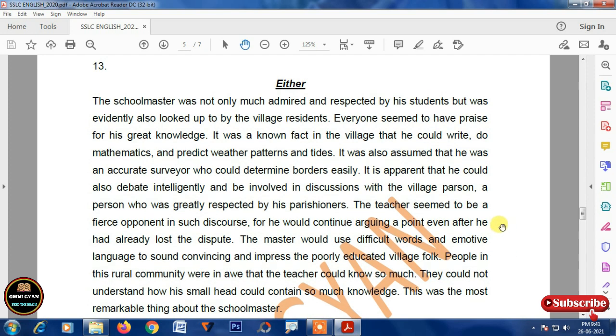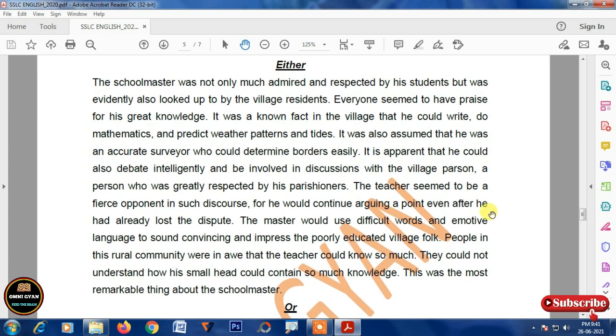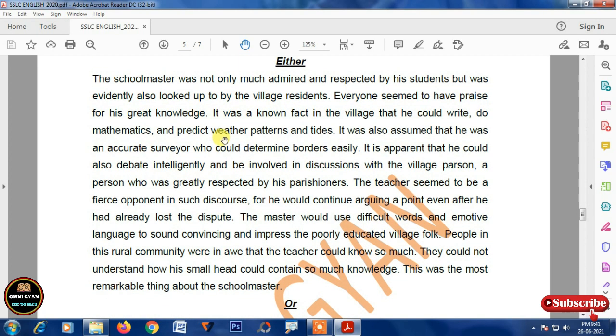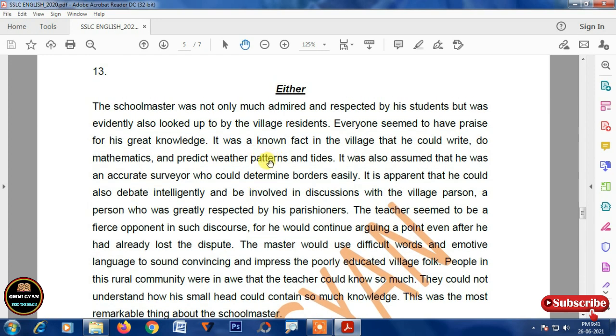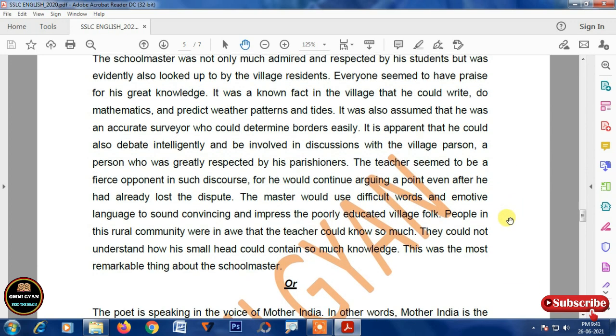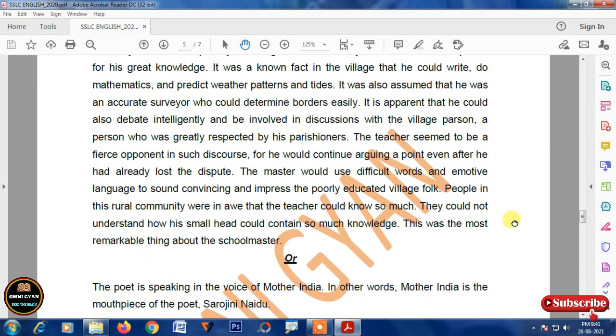Sometimes what they do is that they change the language, but the answer is the same. Say for example, this particular answer. The question is, what are the characteristics of the village schoolmaster? So instead of this, they might ask, what are the qualities of the village schoolmaster? The answer will be the same. Okay. So this is the answer. And how was he looked upon by the students and the villagers?